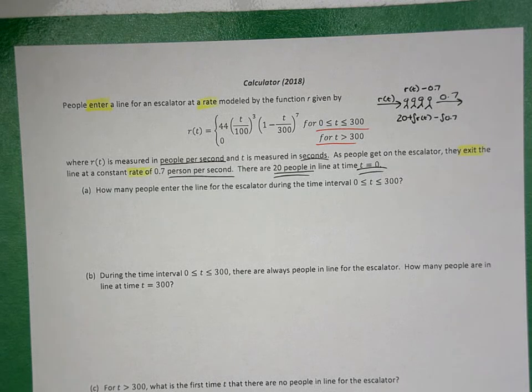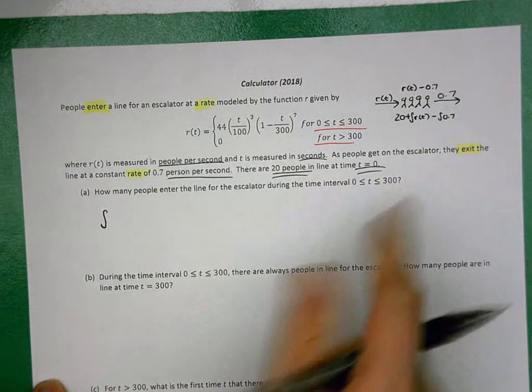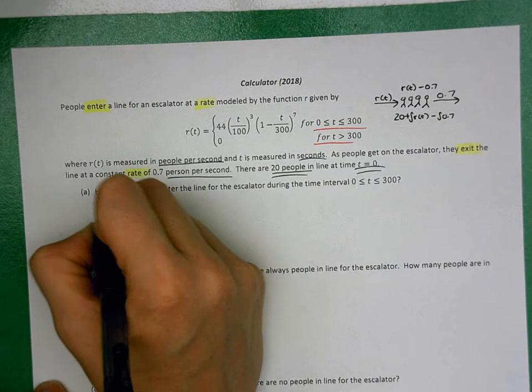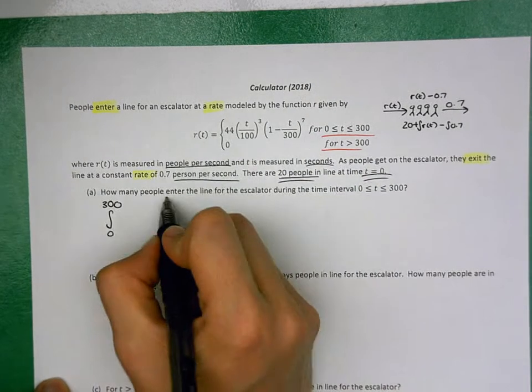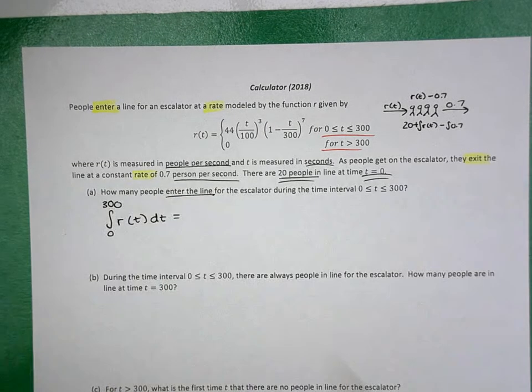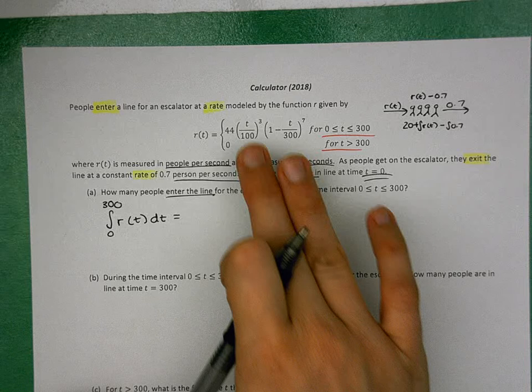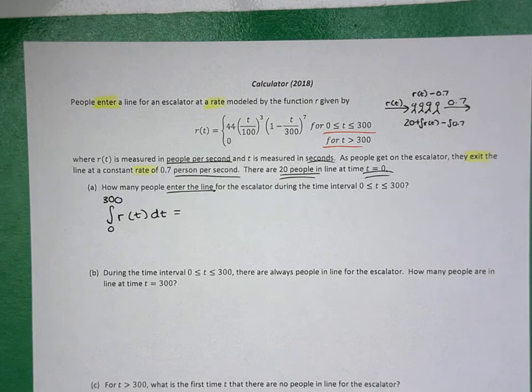Okay, so A, how many people entered the line for the escalator during the time interval? So how many is our total? 0 to 300. We are entering the line, so that's just my R of T. And then, as I said several times in the video, you wouldn't need to worry about this for this year's AP test, where you might be asked to evaluate an integral. Don't get me wrong. You could be asked to evaluate an integral. But for example, like this particular R of T getting plugged in here, I don't even know how I would evaluate that. I wouldn't want to, right?